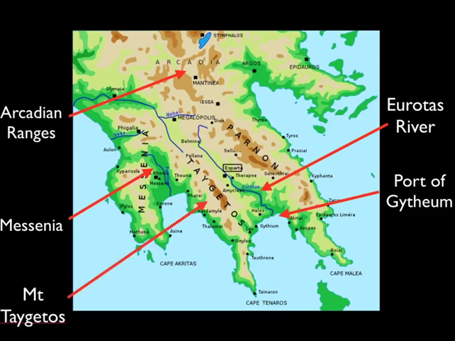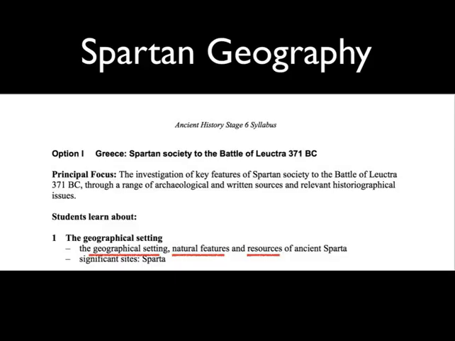Up to the north we have the Arcadian Ranges, a mountain range. To the west we have Mount Taygetos, which is probably the tallest mountain range, and to the east we have the Parnon Ranges. So if we have a look here, the Eurotas Valley where Sparta is located is completely surrounded by mountain ranges, which probably offered a whole heap of safety for the Spartans, because it's very difficult to attack them when they're surrounded by mountain ranges. It's very difficult to traverse those mountain ranges. And it also provided the isolation which allowed Sparta to develop in such a unique way and made it so different from the other Greek city-states.